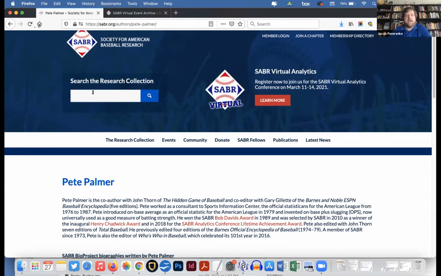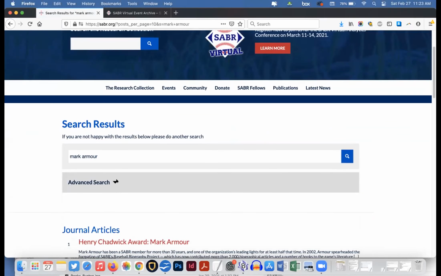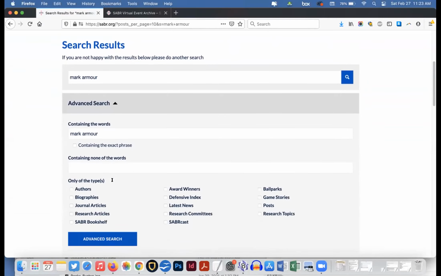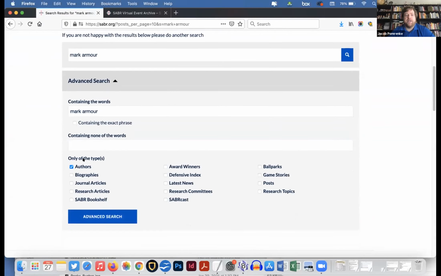And actually, I want to highlight a little bit in the author page so you can see a little bit more about what is in the research collection. If you search for an author, and I'll use Mark Armour, our board president, as an example, you can use the advanced search on the Sabre website to search for anyone's author page here.